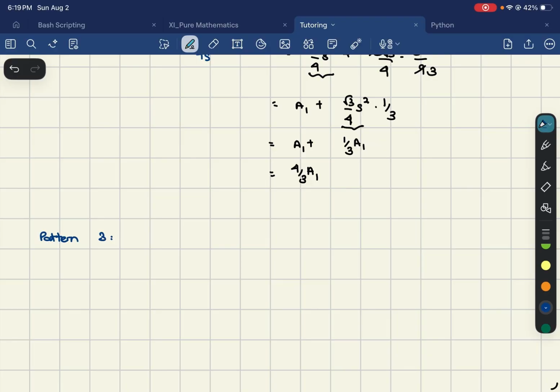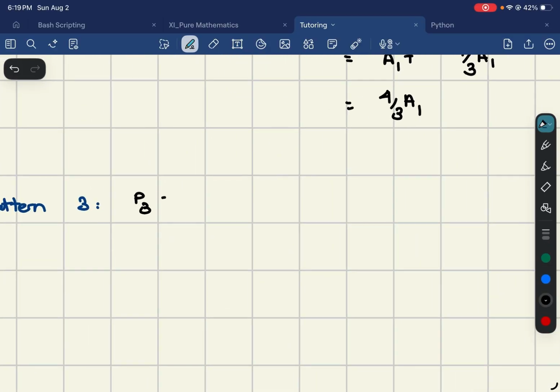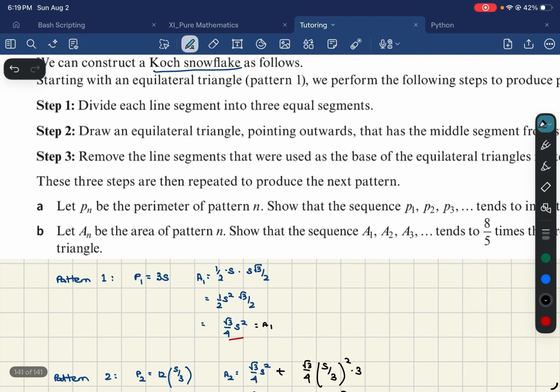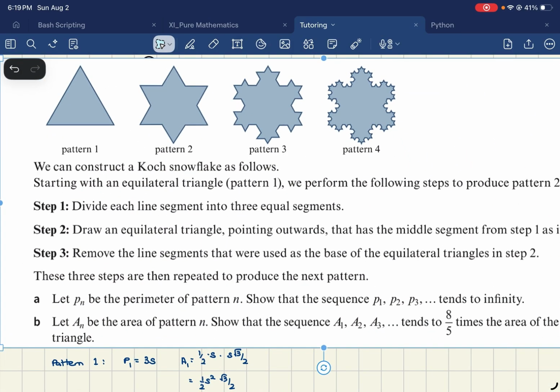Pattern 3. All right, so what is going to be S? What is going to be P3? Well, now, we know that this section, which was this, used to be S over 3, but that is again divided into 3 parts. So you have to divide this by 3 again. Okay, sorry, let me lock the image.